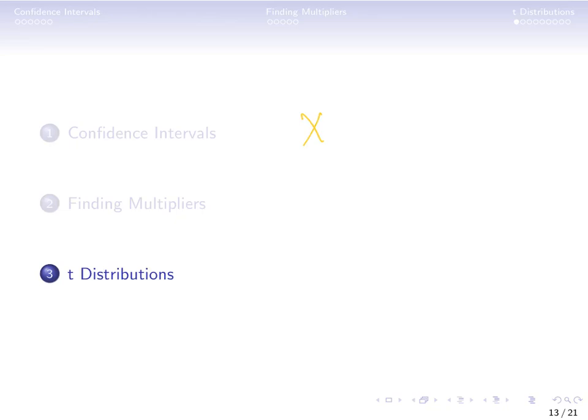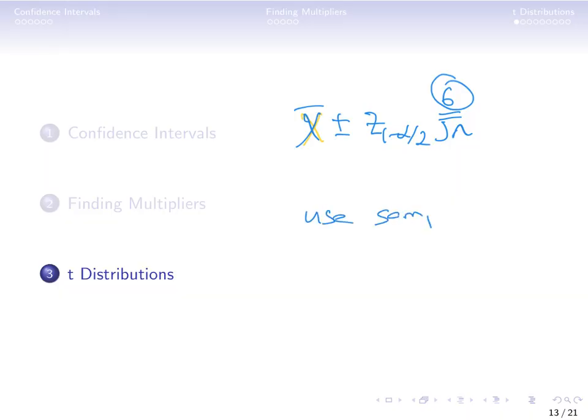So one of the things that we left off with is this idea that the formula, X bar plus or minus z1 minus alpha over 2 times sigma over square root of n, is based on the population variance, which is a value that is unknown. So what do we then do? Most of you probably think, well, let's use the sample standard deviation instead. And that's what we'll be doing, and we'll talk about how this fact changes the confidence interval a little bit.